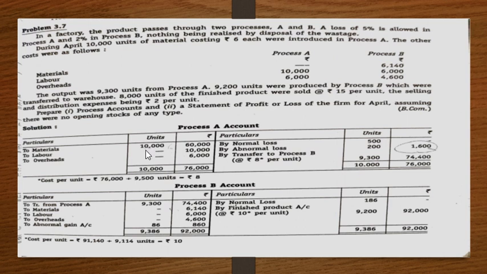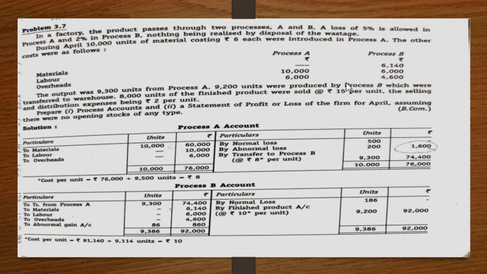Now we will check the number of units after considering your input and output. In your input you have 10,000 units. In your output, as of now you have only normal loss and the transfer to process B, which are 500 and 9,300. Add 9,300 plus 500, you will get 9,800. So your input units are 10,000, whereas your output units are 9,800.